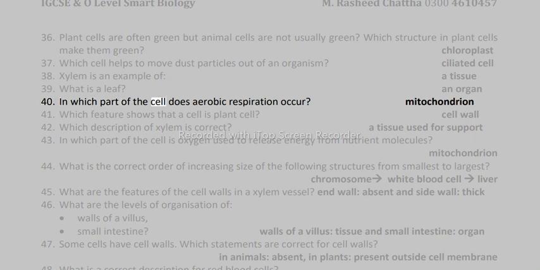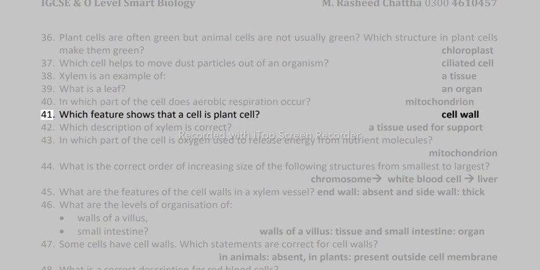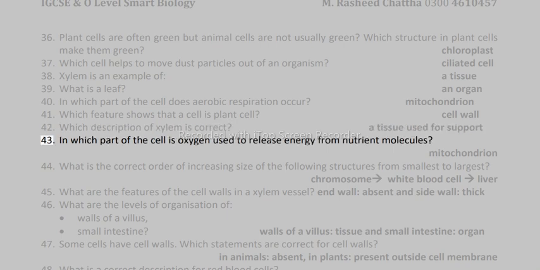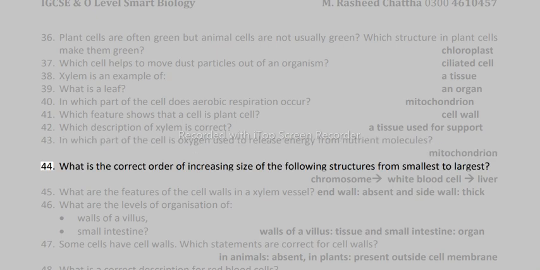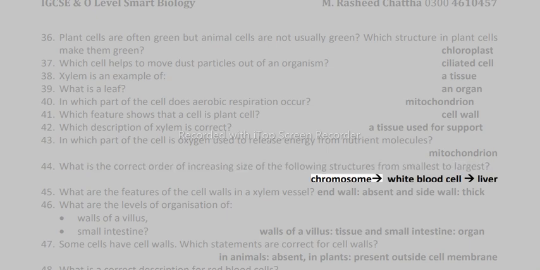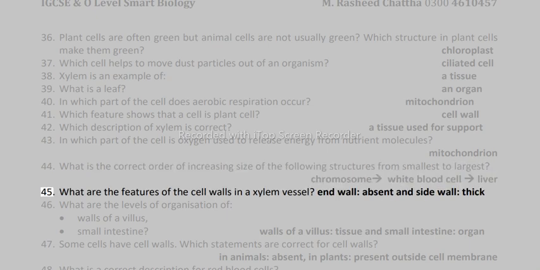40. In which part of the cell does aerobic respiration occur? Mitochondrion. 41. Which feature shows that a cell is a plant cell? Cell wall. 42. Which description of xylem is correct? A tissue used for support. 43. In which part of the cell is oxygen used to release energy from nutrient molecules? Mitochondrion. 44. What is the correct order of increasing size of the following structures from smallest to largest? Chromosome, white blood cell, liver.